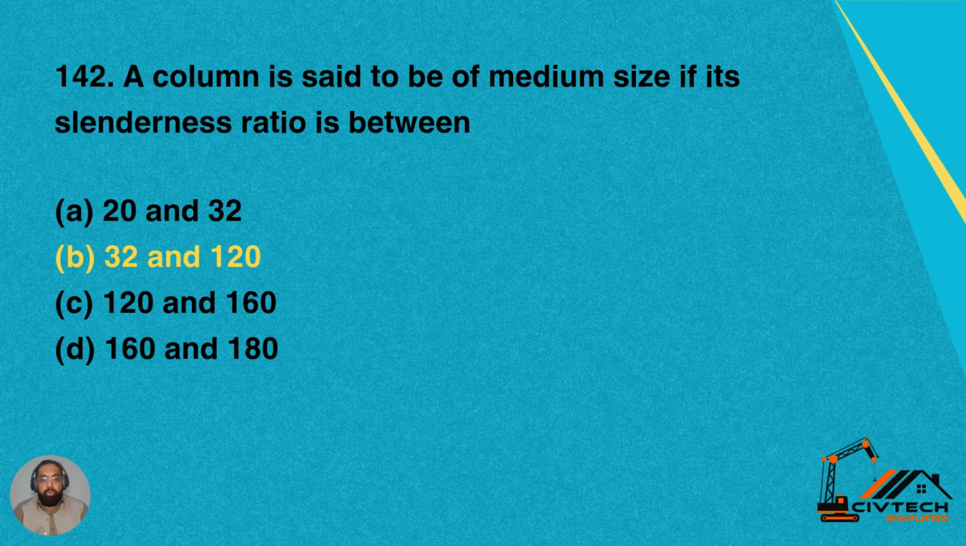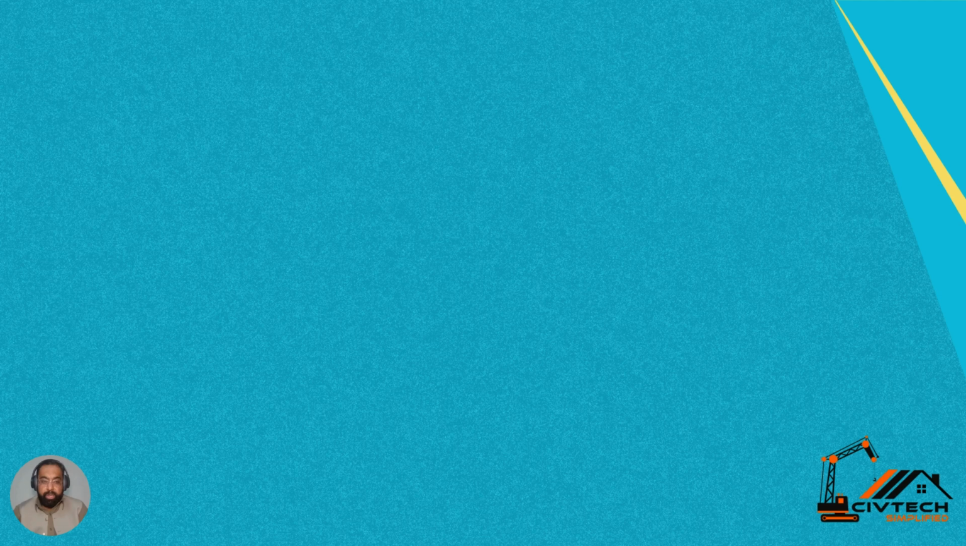142. A column is said to be a medium size if its slenderness ratio is between: option A, 20 to 32; option B, 30 to 120; option C, 120 to 160; option D, 160 to 180. So a column is said to be a medium column if its slenderness ratio is 32 to 120. B is the correct answer.